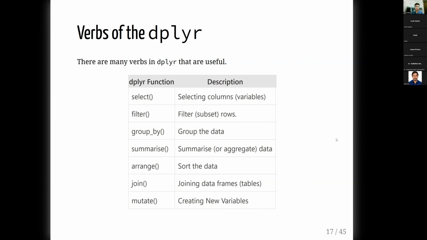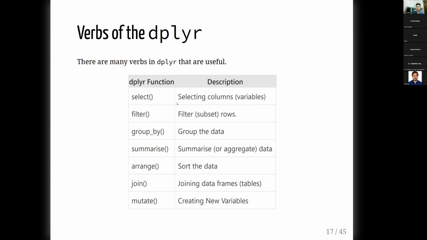I'm saying verbs because that is what they're called, right? Select is a verb, and it is going to select your columns. Filter is a verb that is going to filter your rows. Group by is going to group your data. Summarize is going to summarize your data. If you want to arrange your data from ascending to descending and things like that, you use the arrange function. If you want to join two data frames or two data sets together, you use the join function. If you want to create a new variable, you use mutate. It's not rocket science, it's very simple.